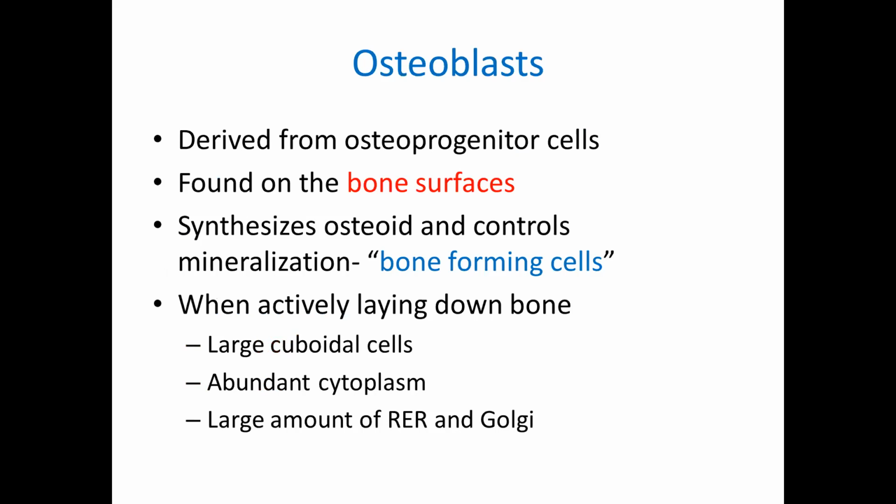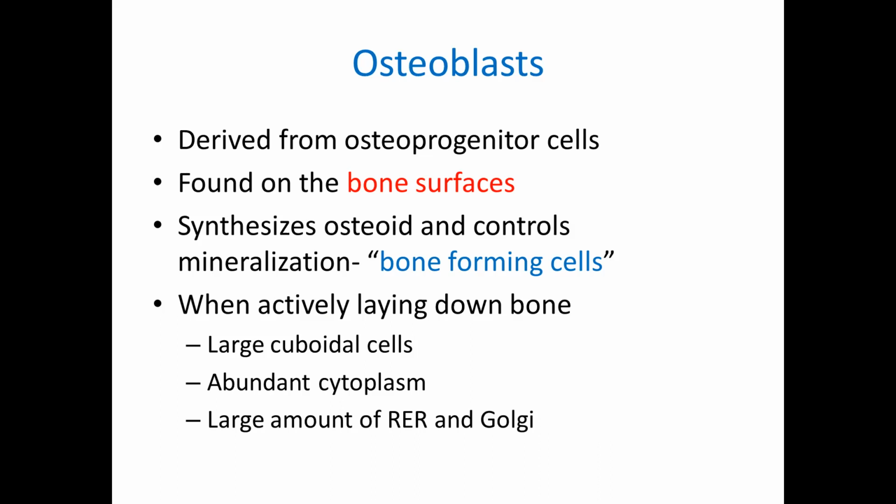Now let us look at the different cells. First, osteoblasts. Just like chondroblasts, they are derived from primitive cells, here from primitive osteoprogenitor cells. They are found on the surface of the bones, and they synthesize the osteoid or the matrix and control the mineralization of the matrix. Therefore, osteoblasts are called bone-forming cells.